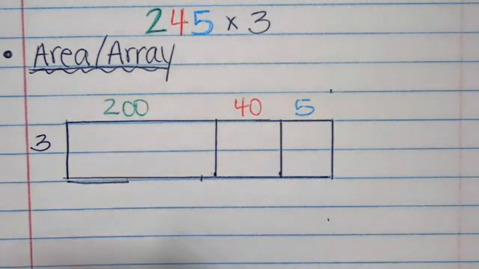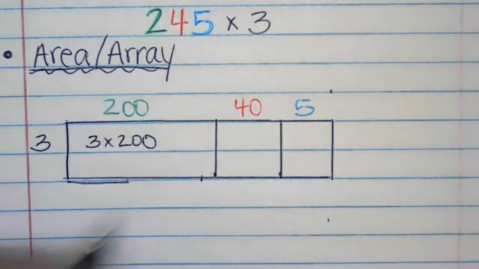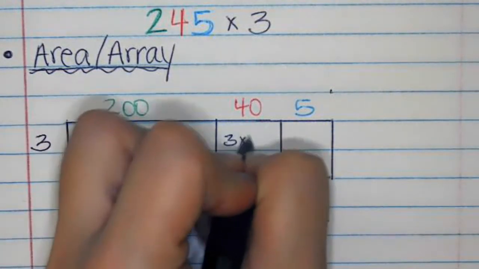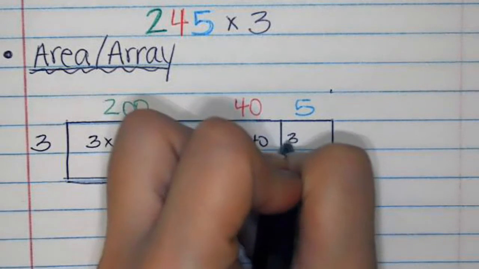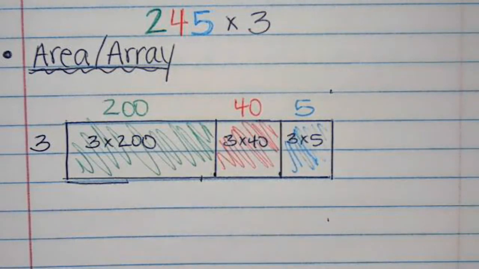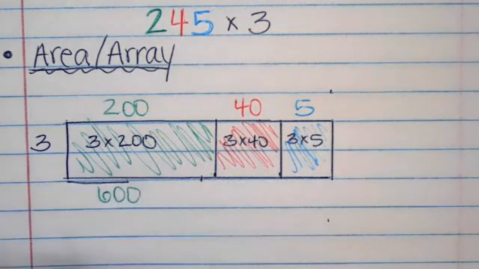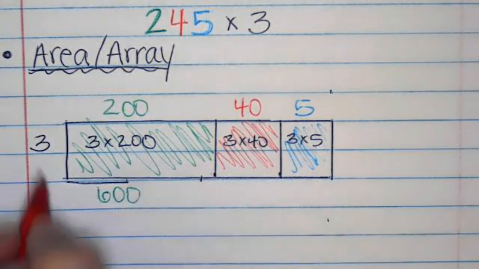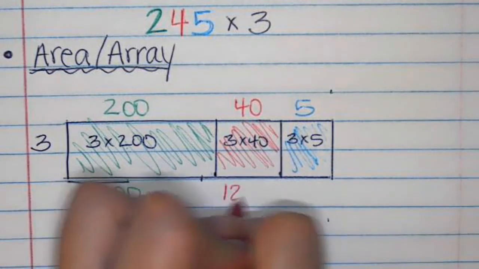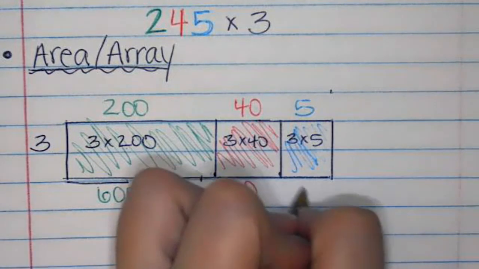In this box it will be 3 times 200. In this box, it'll be 3 times 40. And this box will be 3 times 5. I'm going to shade those boxes accordingly so that we know the different parts. When I multiply those parts, I know that 3 times 2 is 6 plus 2 zeros is 600. 3 times 4 is 12 plus a 0 is 120. And 3 times 5 is 15.